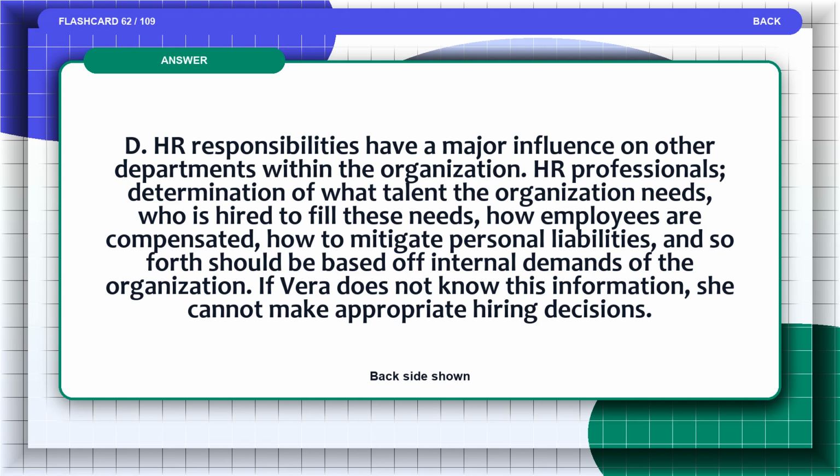The answer is F. HR responsibilities have a major influence on other departments within the organization. HR professionals' determination of what talent the organization needs, who is hired to fill these needs, how employees are compensated, how to mitigate personal liabilities, and so forth should be based off internal demands of the organization. If Vera does not know this information, she cannot make appropriate hiring decisions.